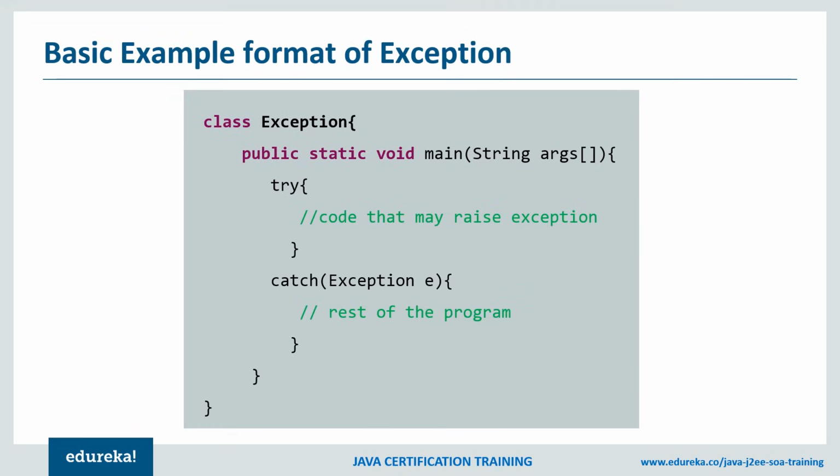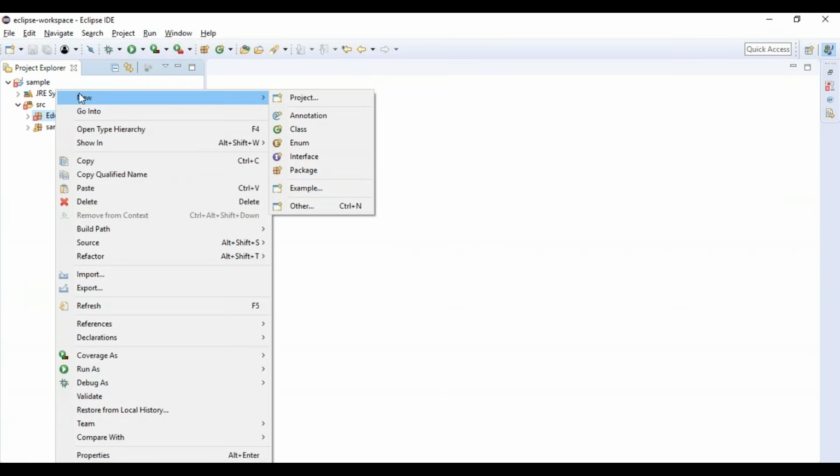Now, let's see the basic example of exception. So here I have defined the class, and inside the main method I have a try block. In this try block, the code that we are going to write may raise an exception. That is, it contains the code that raises exception. And then the raised exception will be handled in the catch block. So let's see a small program as how it occurs.